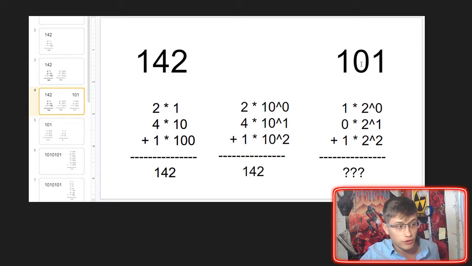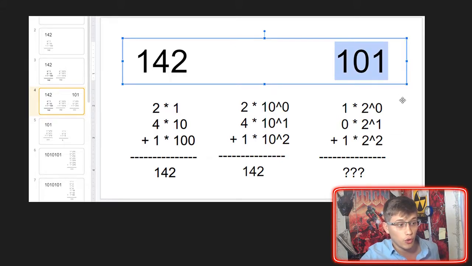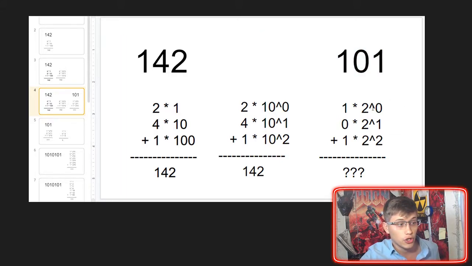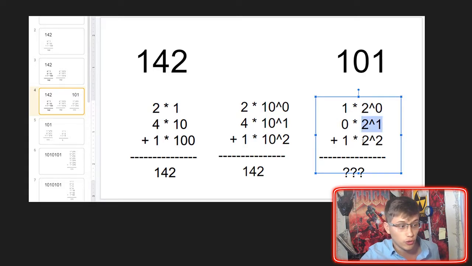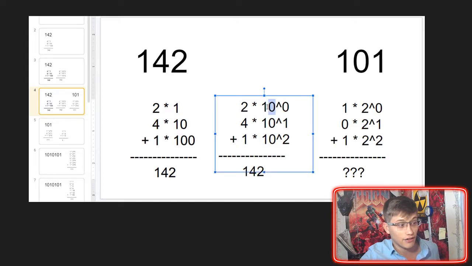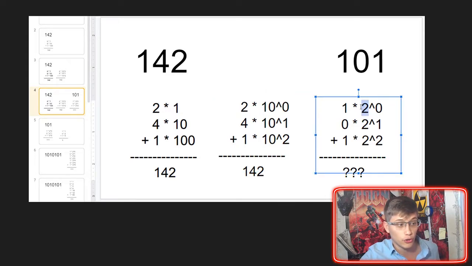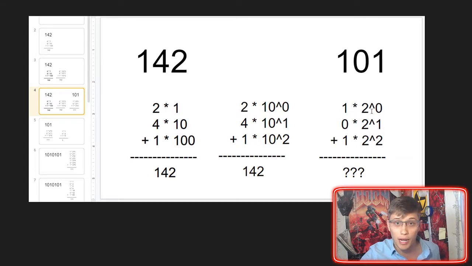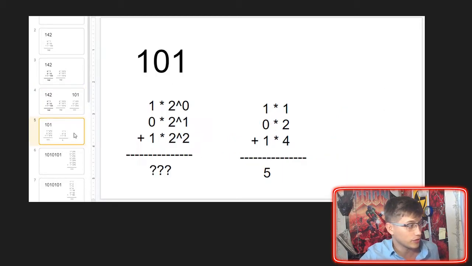But what we do know is that the 1, 0, and 1 fall into the 2 to the 0, the 2 to the 1, and the 2 to the 2 columns. So basically, instead of tens, those are 2s. And so if we just solve this math problem, we'll know exactly what 101 represents. We're converting it from the binary to the decimal.